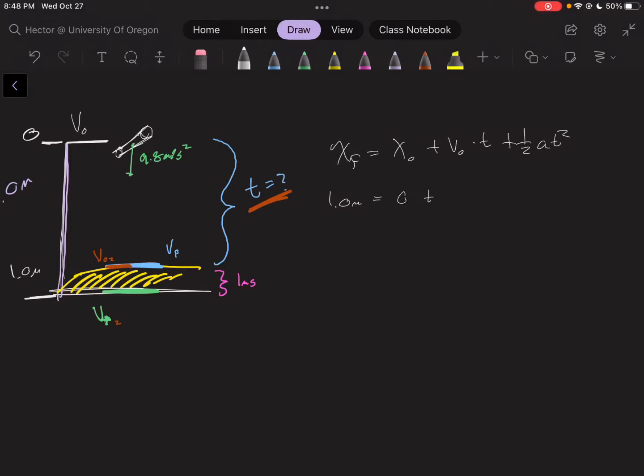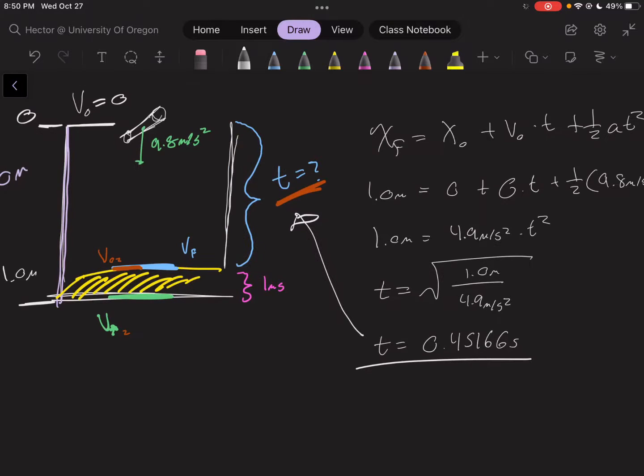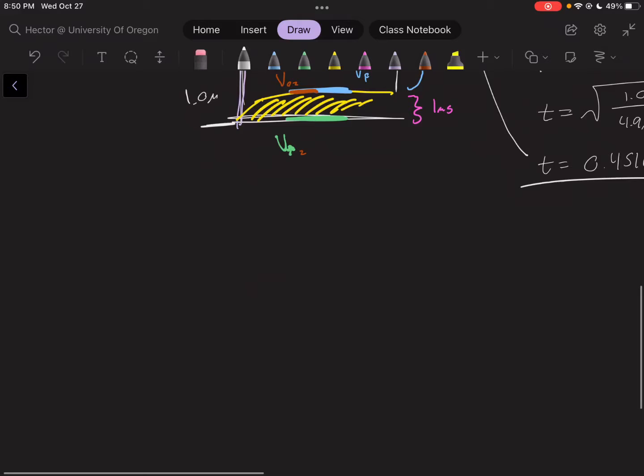This is 0 plus our initial velocity, which we know to be 0, times t, plus 1/2 our acceleration, again 9.8 meters a second squared, times t squared. And we can just solve this out for t. Now that we solved for this time, we need to figure out how fast it's going when it hits the ground. Using a different equation and our known variables, I'm going to go over here and solve that out.